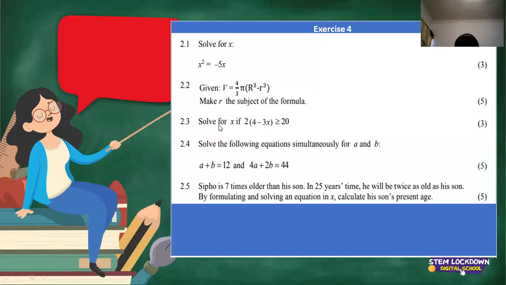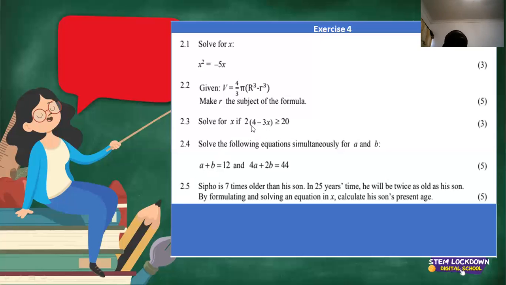The next one: solve for x if 2 times (4 minus 3x) is greater than or equal to 20. We need to solve for x. So how do we solve for x here? How do we do that?